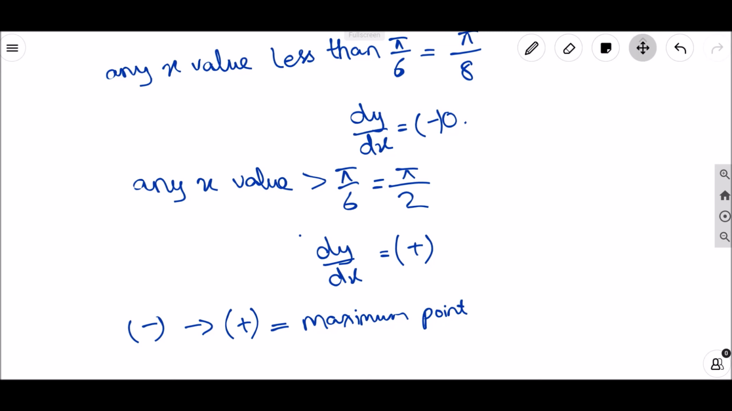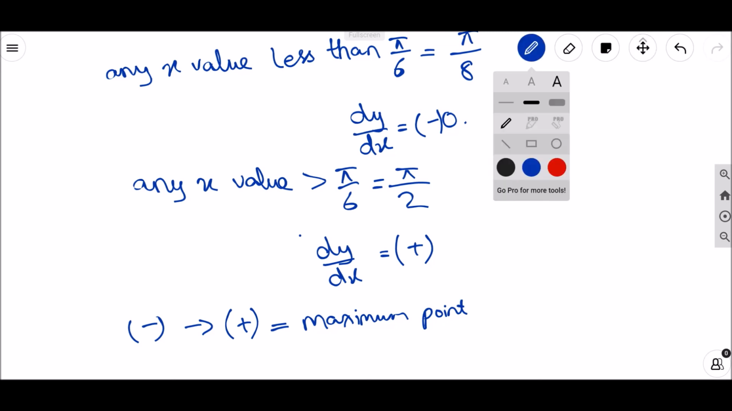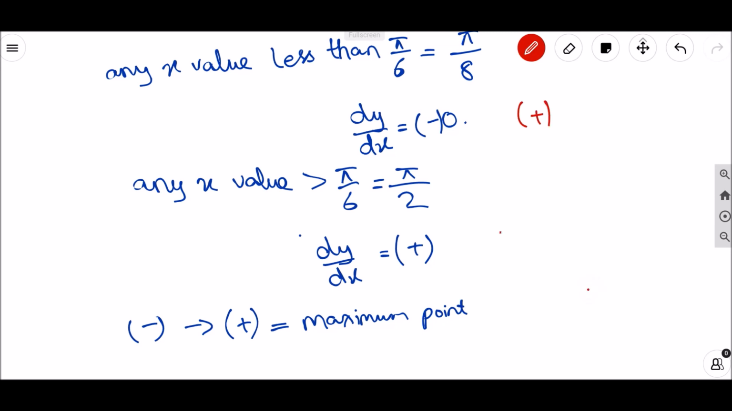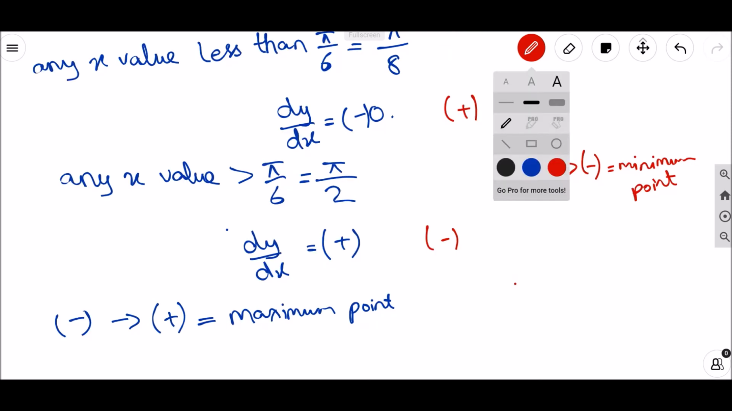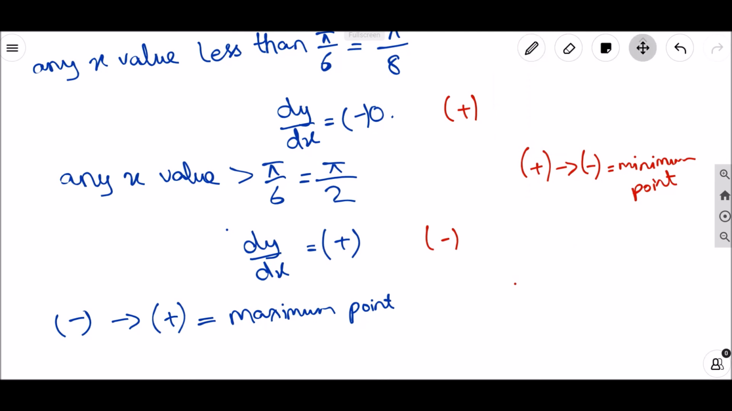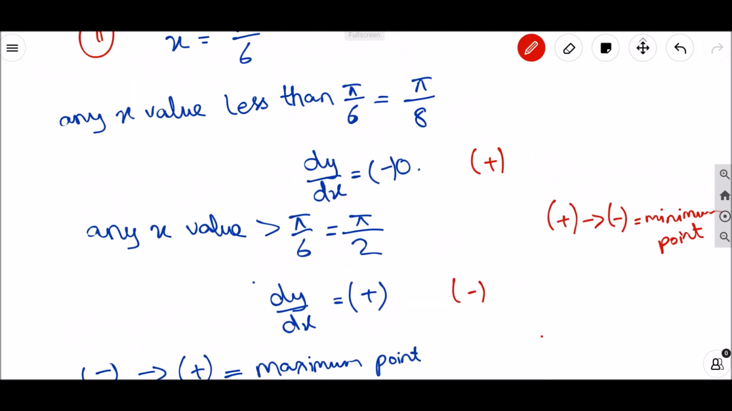However, in some questions, let's say for example, our first value was positive and our second value was negative. Then in that case, if it's going from positive to negative, our point is a minimum point. But you should keep in mind that the sequence should be the same. First you need to find the value which is less than our x. Our x is pi over 6 in this case, and then you need to find the value which is greater than x. So this sequence should not change.